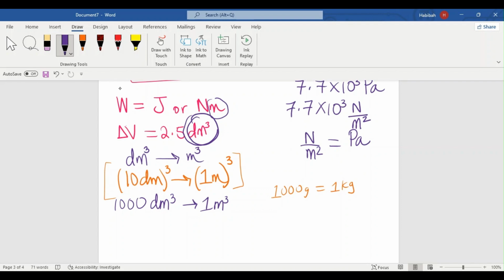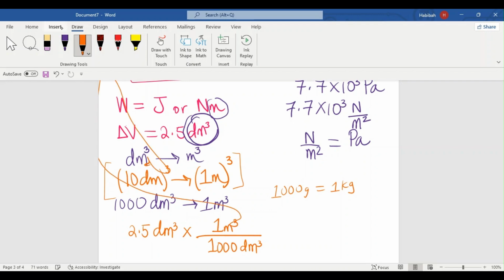So that would be using dimensional analysis. We have 2.5 decimeter cubed times 1 meter cubed over 1,000 decimeter cubed, with the meter cubed up top, of course. So we cancel out the decimeter cubed, and what we end up with is 2.5 divided by 1,000. So that'll be 2.5 times 10 raised to the power of negative 3 meter cubed. And this is basically the answer for volume.